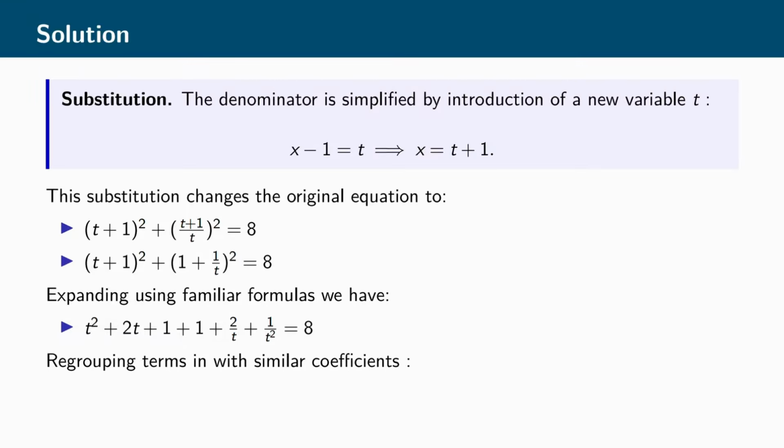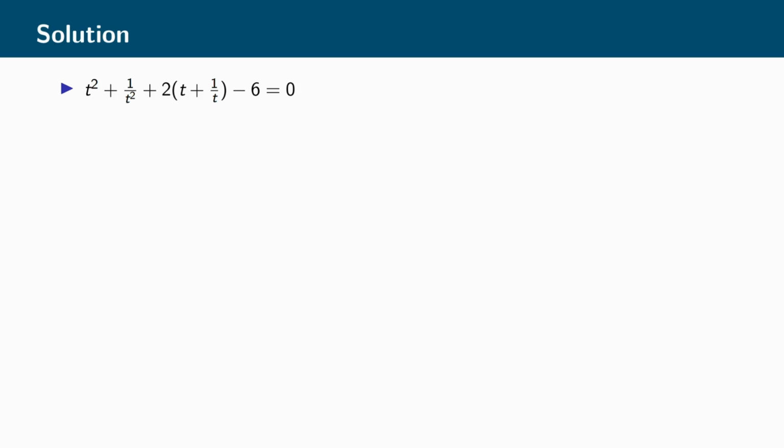square equals 8. Now we can regroup the terms with similar coefficients to get t square plus 1 by t square plus 2t plus 2 by t plus 2 minus 8 equals 0, which is nothing but t square plus 1 by t square plus 2 times (t plus 1 by t) minus 6 equals 0.